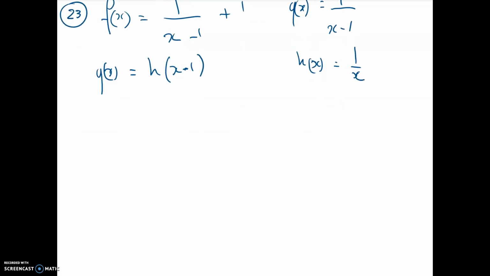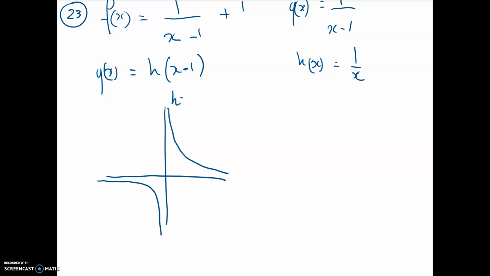So basically, if I had to graph just my function h of x, and that is h of x equal 1 over x, well, 1 over x minus 1 is going to be, everything is going to move 1 to the right. So if my 0 was right here, now my 0 is almost like that. Okay? And so I'm going to have something looking more like this. And that would be g of x equal 1 over x minus 1.